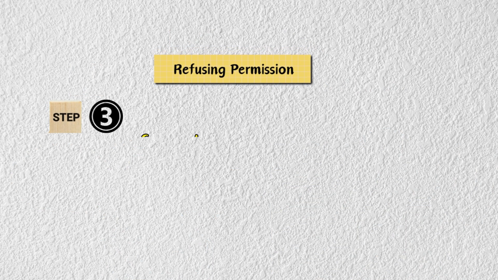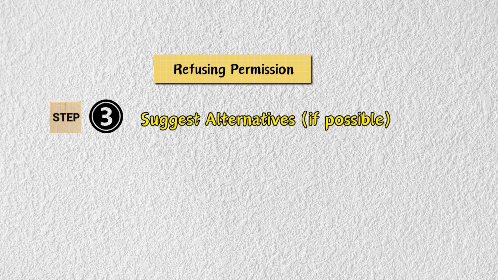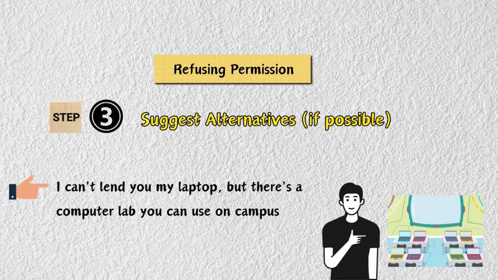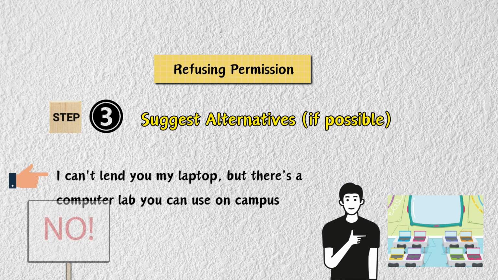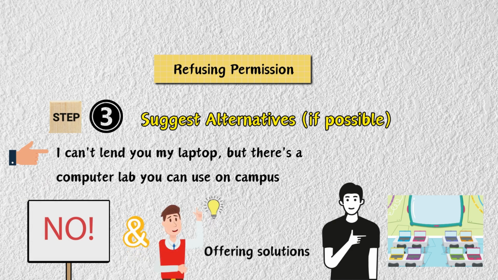Step 3, suggest alternatives if possible. Softening the denial is crucial. Suggest alternatives or compromises whenever possible. This could be, "I can't lend you my laptop, but there's a computer lab you can use on campus." It shows you're not just saying no, but you're offering solutions.